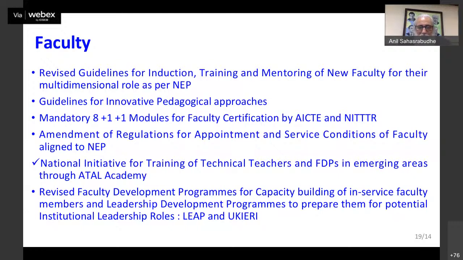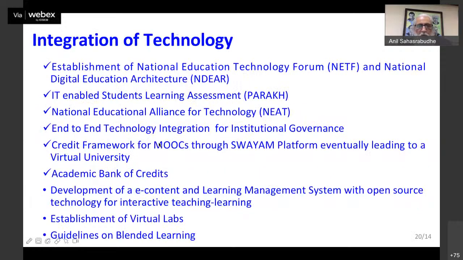Thankfully, COVID has helped us to create online FDPs where faculty from many other countries have also participated. We have leadership development. Both IITs and IIMs were doing it as LEAP. And in AICTE, we have the UK-India Education Research Initiative, under which also we have been doing it. So I think faculty empowerment and leadership development is an important area which is to be taken care of.